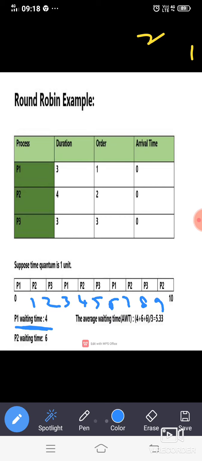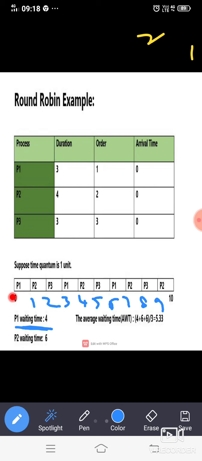So how much time does P1 have to be executed? P1 has to be executed for 3 seconds. But how much time has P1 taken for its execution? Starting from 0 to 7. Okay. Now from this point there is no P1.